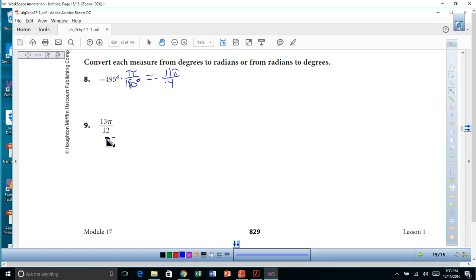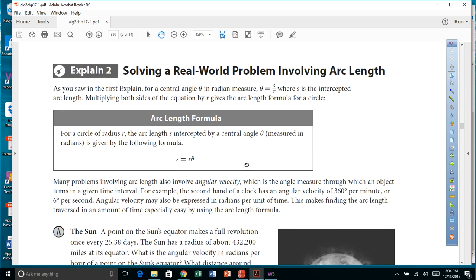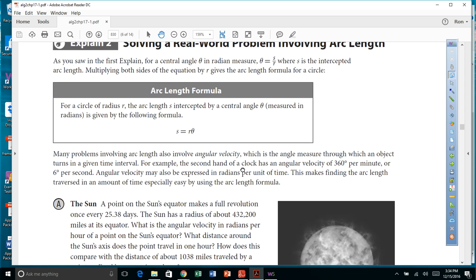Now this is 13 pi, so I'm going to flip this around. I'll multiply it by 180 degrees over pi. So now the pi's cancel out. And then again, I'm not real good at that in my head, so I used my calculator and came up with 195 degrees. All right, good deal. All right, solving a real-world problem involving arc length.